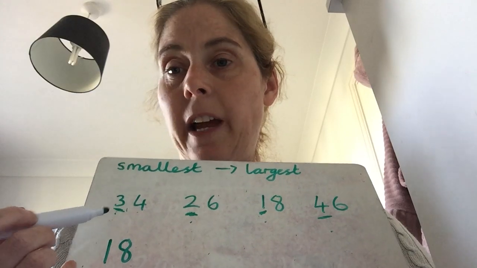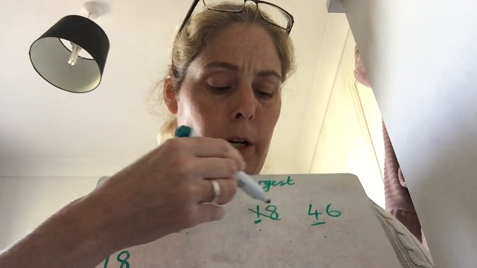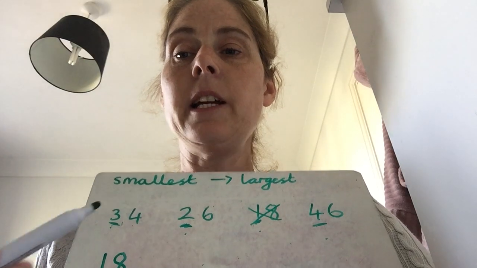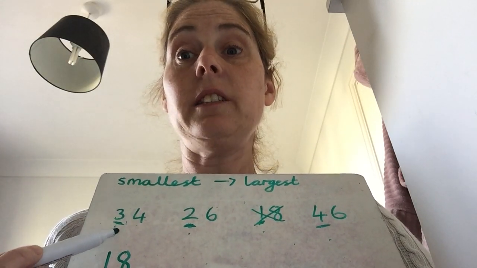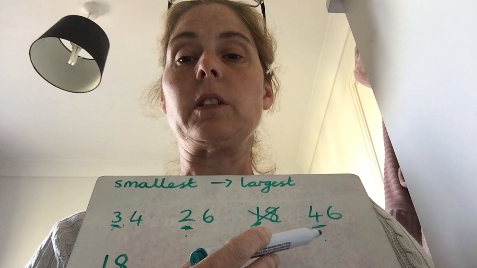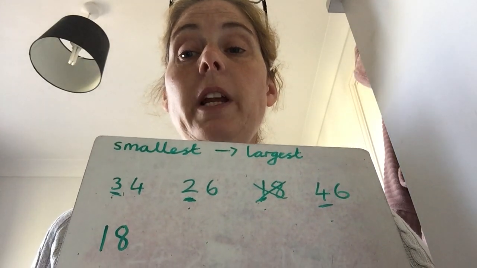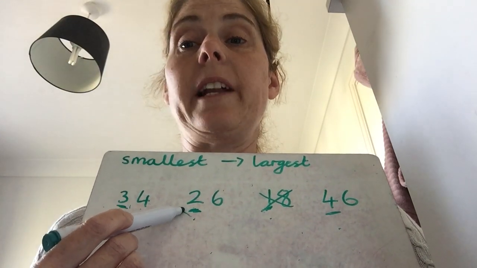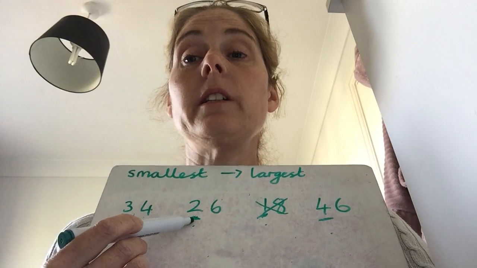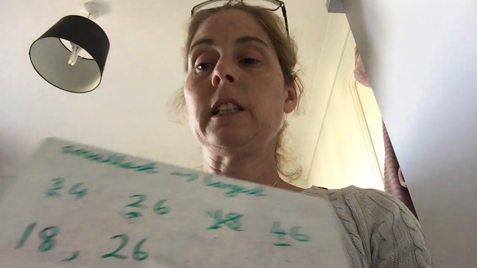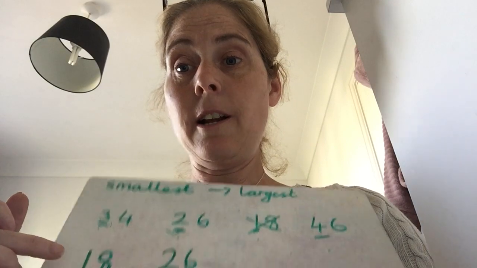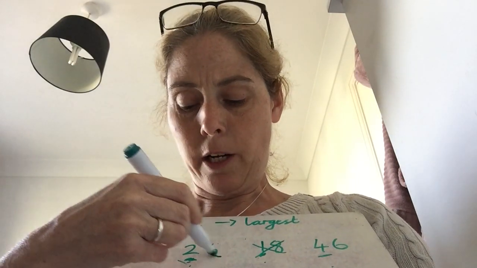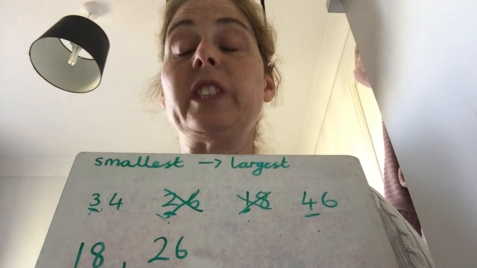Okay, so look carefully again. We've used this one so we can cross that one off. Now we're looking at this one's got 3 tens, this one's got 2 tens, and this one's got 4 tens. So if we look carefully, this one is the next smallest because it's only got 2 tens. So we know that this one is going to come next. So we know now that 26 is going to come next. You see that? So now we can cross off our 26 because we've used it.